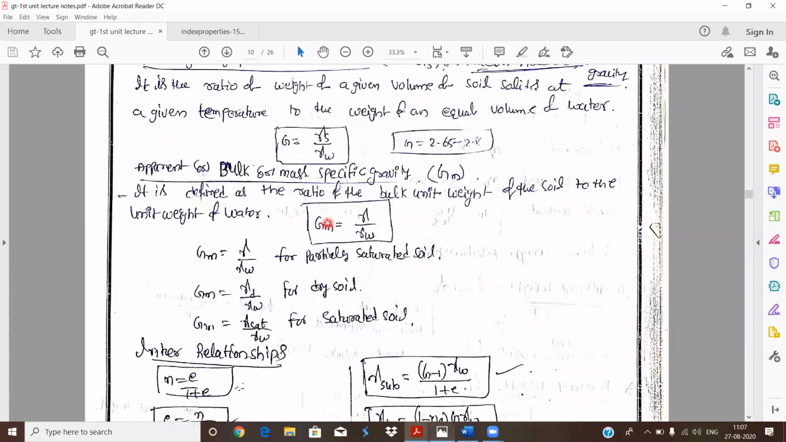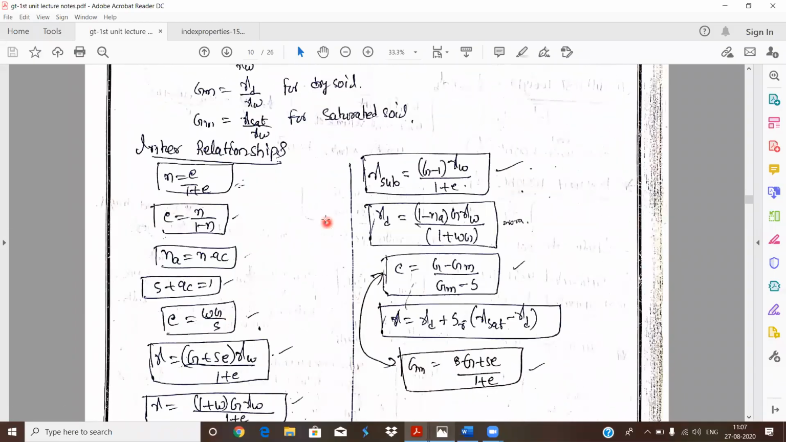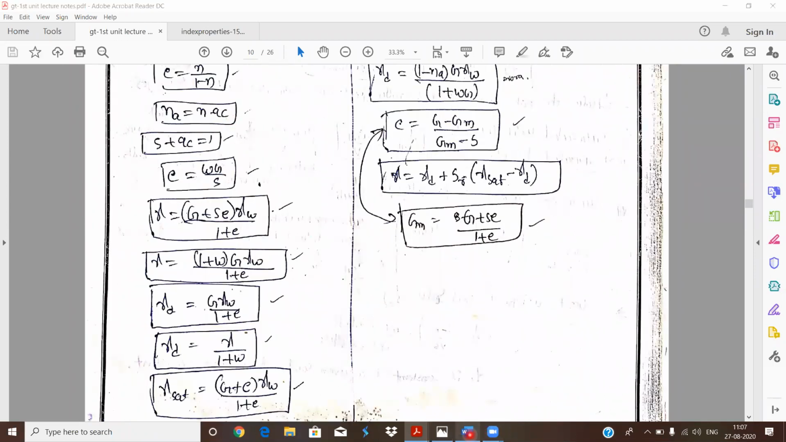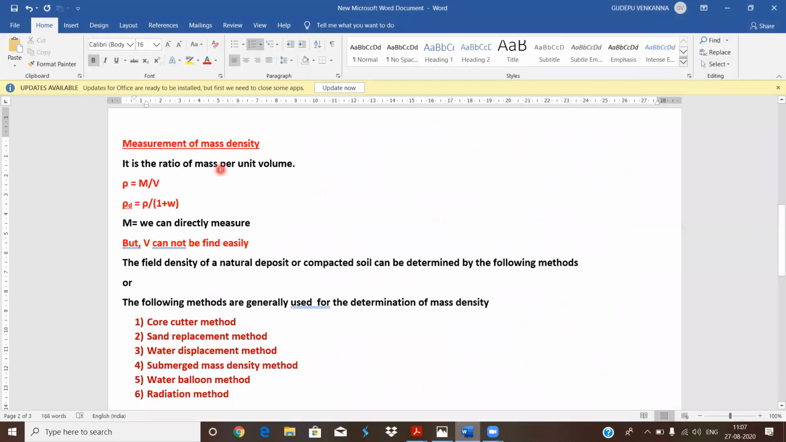Next topic is density. So determination of density or mass density, that is, measurement of mass density. Density, or mass density, is the ratio of mass per unit volume of the soil. So density is equal to mass by volume. So gamma D is equal to gamma by 1 plus w.